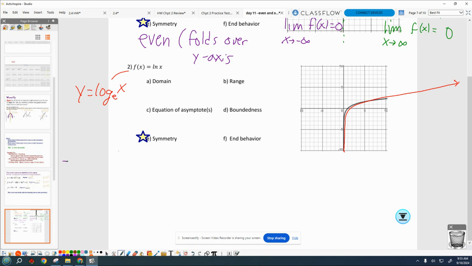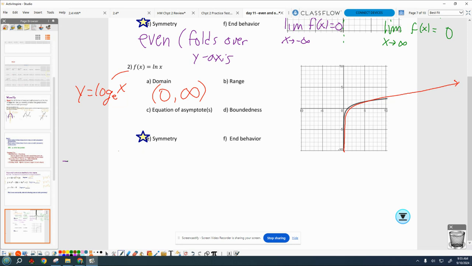Where does it look like the domain begins? Can I find natural log of -18? No. Where does it start? Looks like it starts at 0. Would it be a square bracket on the 0 or round? It would be round. You cannot do natural log of 0.